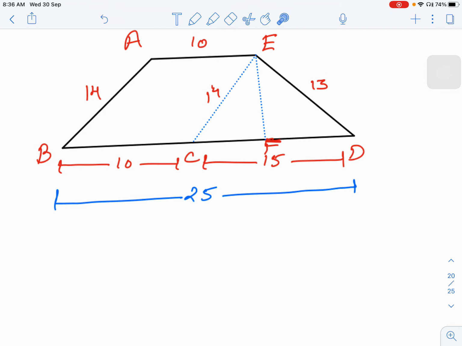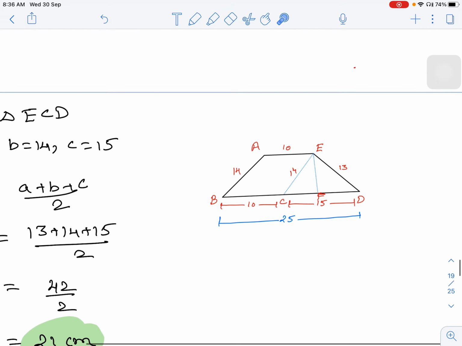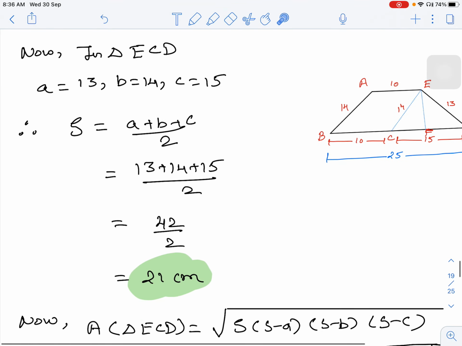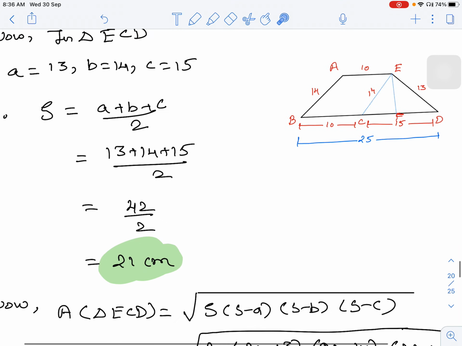Let A equal 13, B equal 14, and C equal 15. Okay, so we have written it here. So now A equals 13, B equals 14, and C equals 15. Now for finding the area, we will use Heron's formula. So first we need to find the semi-perimeter.